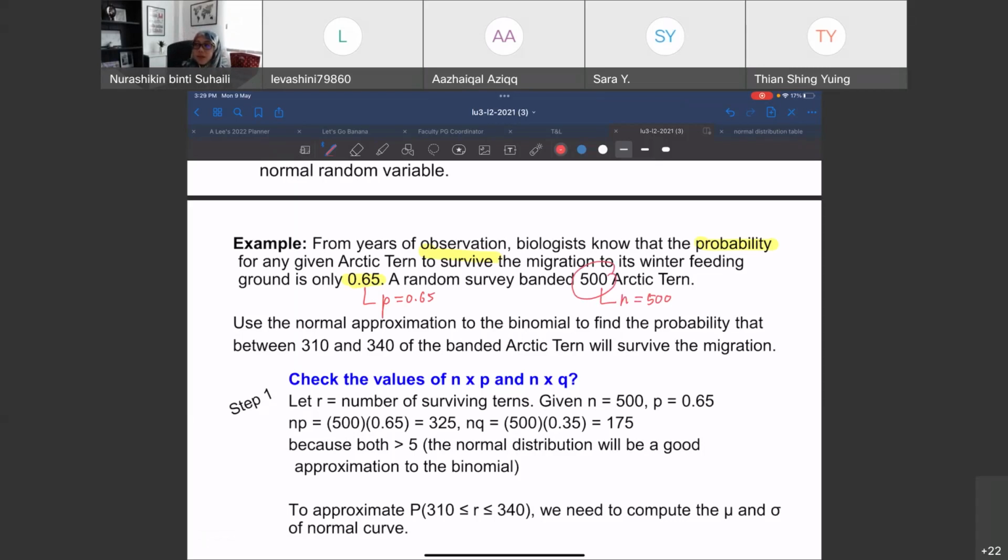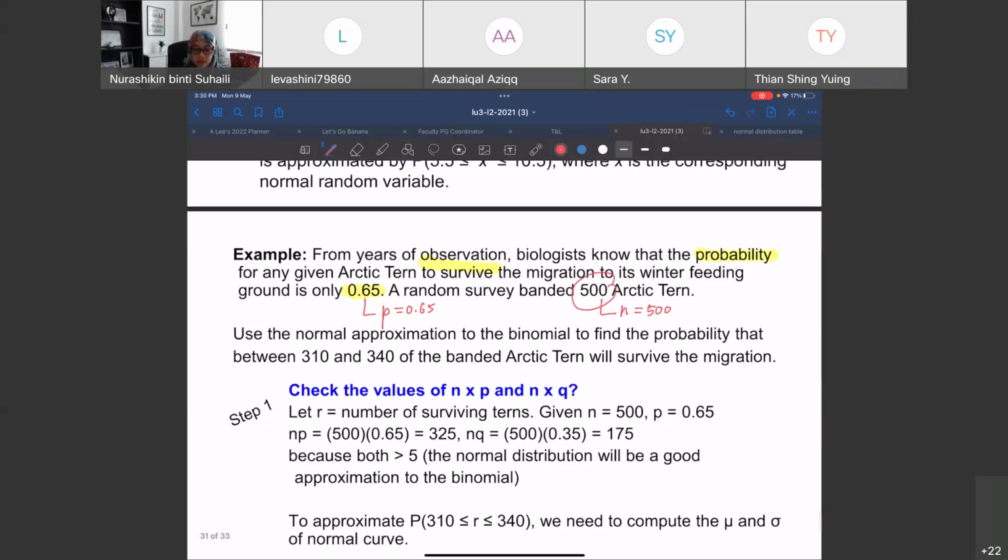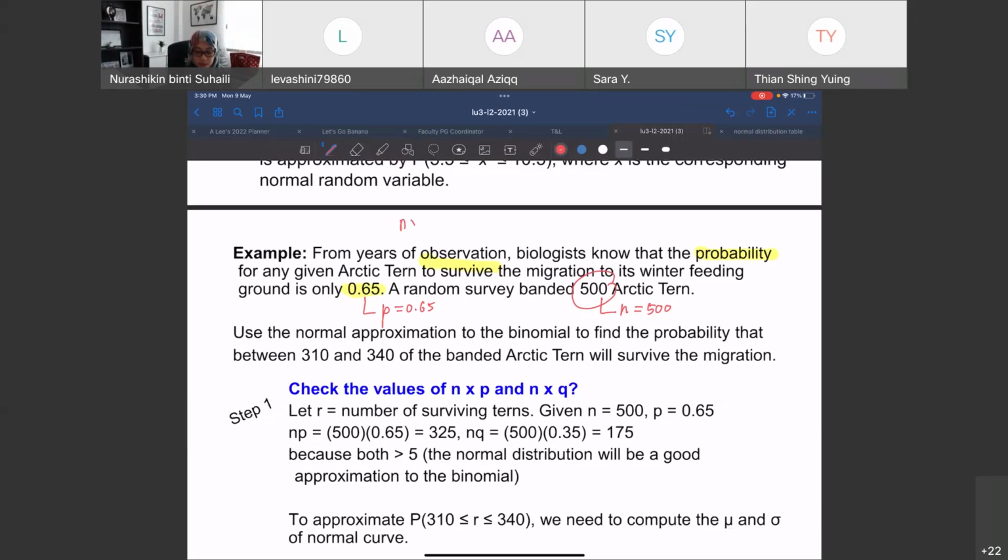If you see n is 500, if you use the binomial table, it's going to be very difficult to find n up to 500, if you remember the binomial table. So based on that, we can try to use normal distribution to approximate this binomial distribution. What is the first thing that we have to do? We have to check n times p. What's the value? n is 500 times p is 0.65. That gives 325. This one is obviously more than 5, so it satisfies one of the conditions just now.